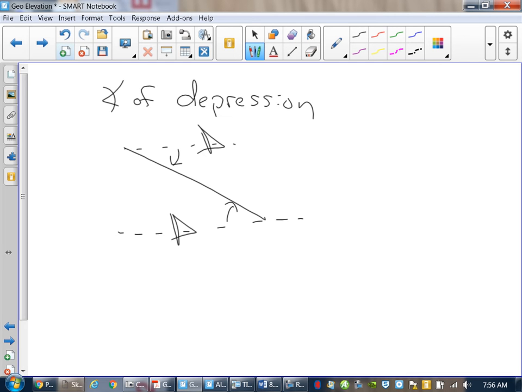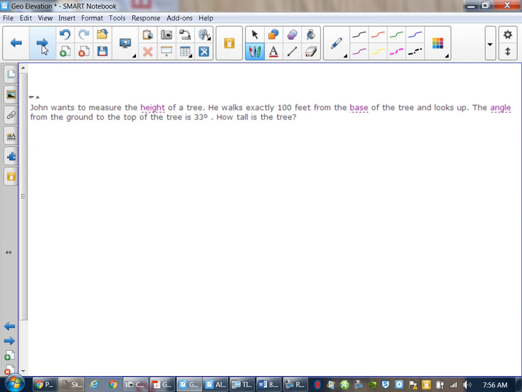So, John wants to know the height of a tree. He walks exactly 100 feet from the base of the tree and looks up. The angle from the ground to the top of the tree is 33 degrees. How tall is said tree?